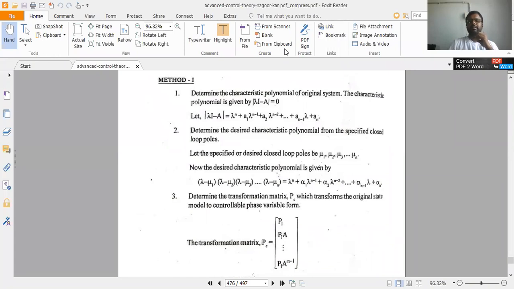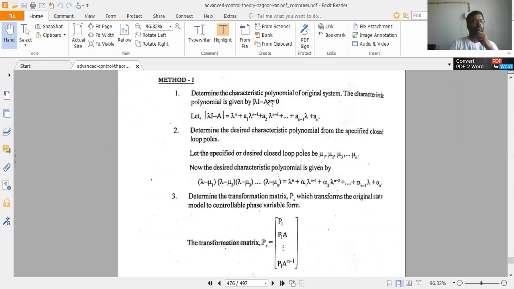So this characteristic equation can be given, with the closed loop poles mu1, mu2, and so on up to mu n, as (lambda minus mu1)(lambda minus mu2)(lambda minus mu3) and so on up to (lambda minus mu n), which is equal to the characteristic equation which we have obtained in the first point. So this is about the second point.